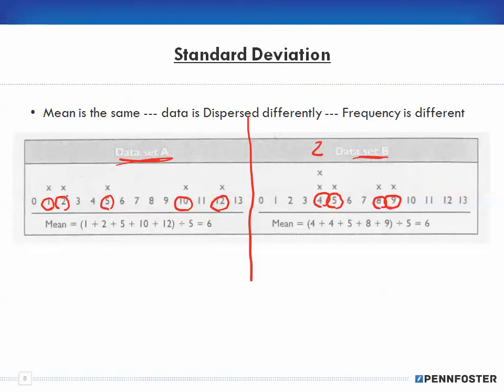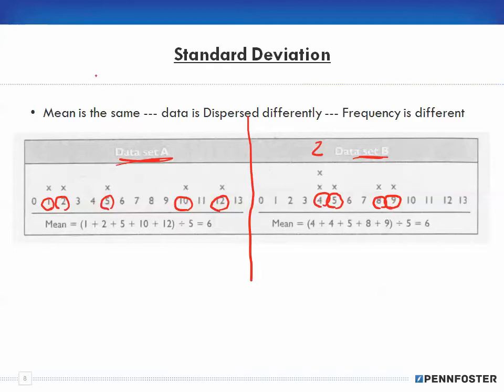For data set A, the frequencies were 1 was once, 2 was once, 5 was once, 10 was once, and 12 was once. When they did it a second time, they ended up with 4 had a frequency of 2, 5 had a frequency of 1, 8 had a frequency of 1, and 9 had a frequency of 1. Okay, so that's what it means.